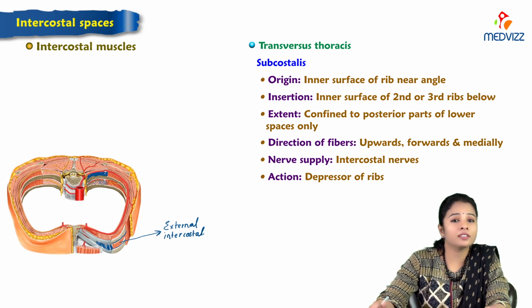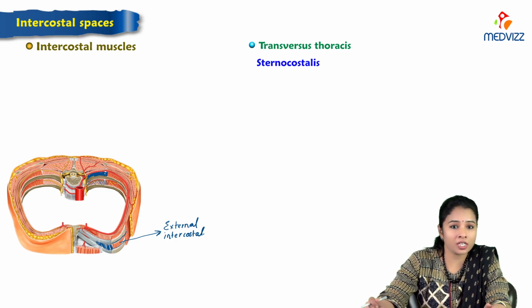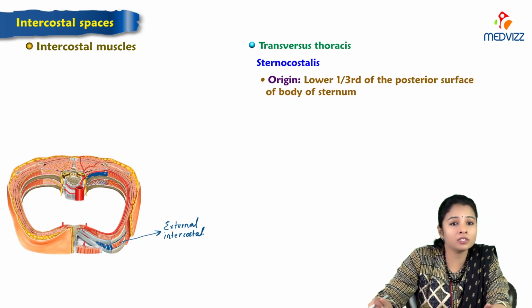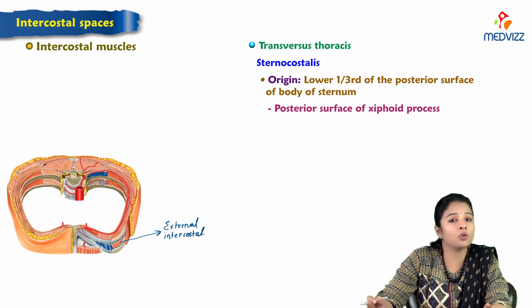Okay. And the third part of the deeper muscle is the sternocostalis muscle. Sternocostalis muscle gets origin from the lower one-third of the posterior surface of the body of the sternum. So it gets origin from the body of the sternum, posterior surface, lower one-third.